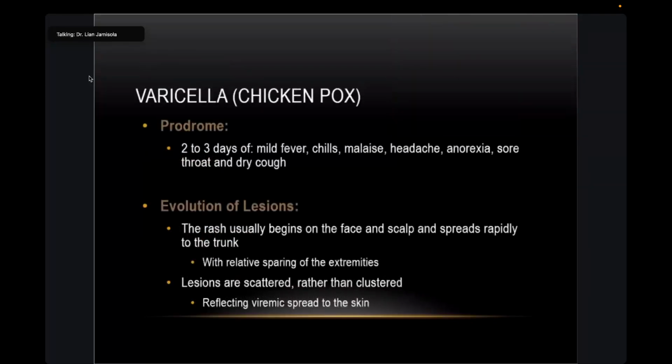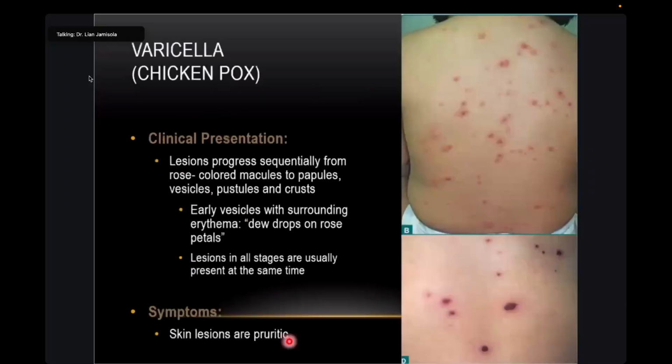Okay. So it has a prodrome of 2 to 3 days of mild fever, chills. So you have flu-like symptoms, no? Sore throat and dry cough. And then you'll have the rash. Usually it begins on the face and scalp and spreads rapidly to the trunk with relative sparing of the extremities. The lesions are scattered, so they are generalized. They are not clustered, they are generalized, reflecting viremic spread to the skin.